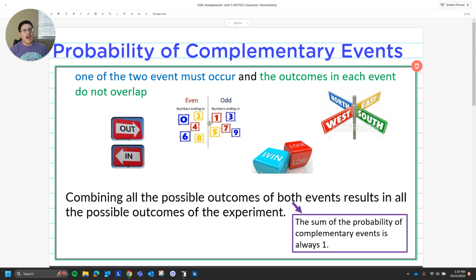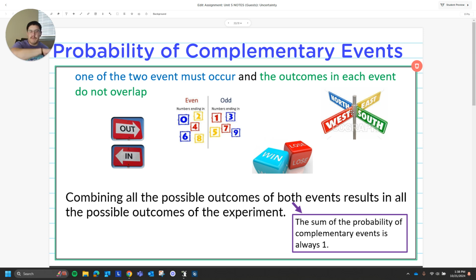So, what do I mean by complementary? If something goes in, it has to also come out. If there are even numbers, then that means there are odd numbers. Only those 2. If you win, there's also the chance of losing as well. There are 4 different directions. You can go north, you can go south, you can go east, you can go west. Those are all complementary.